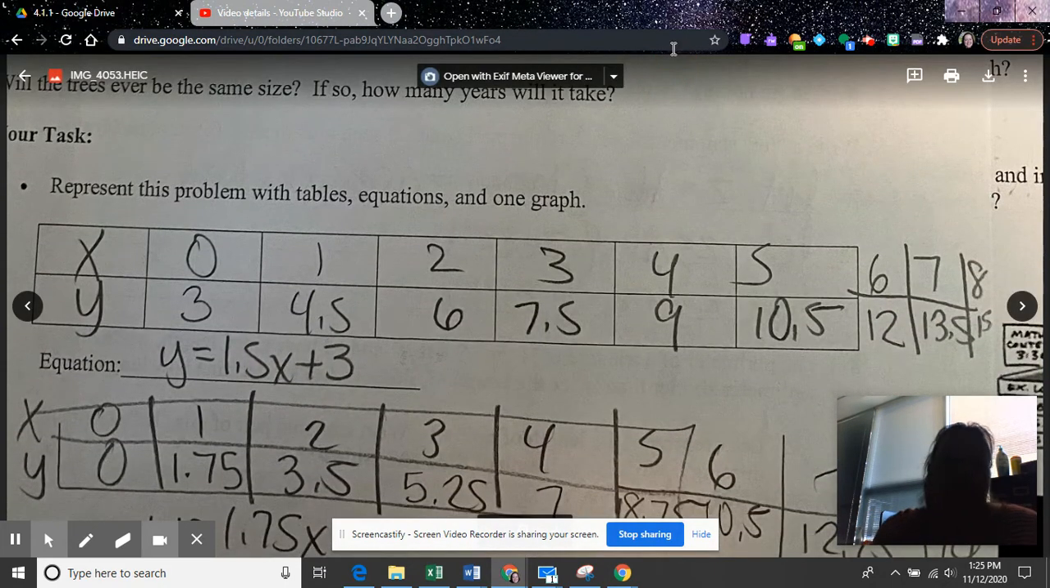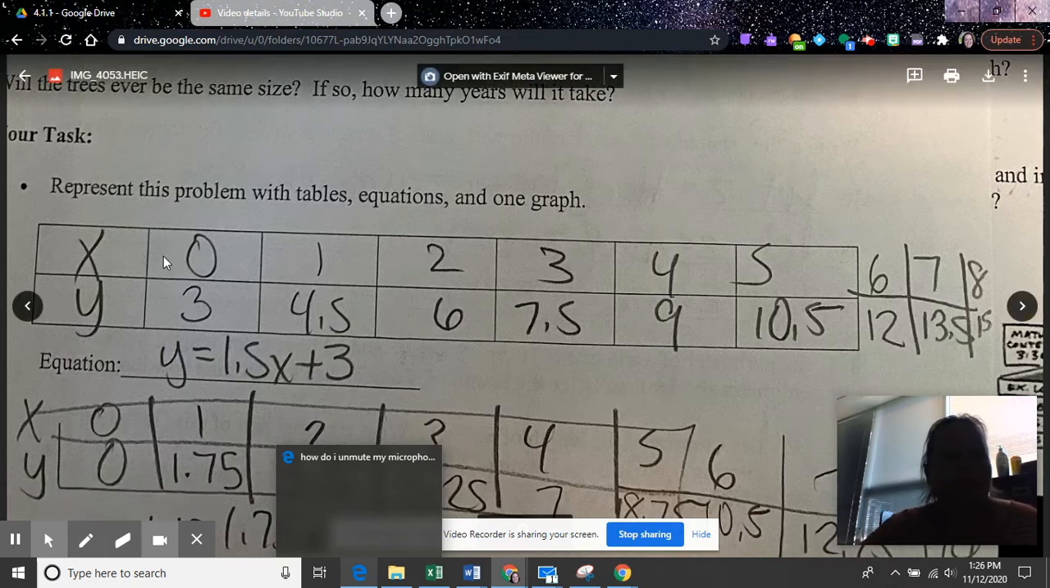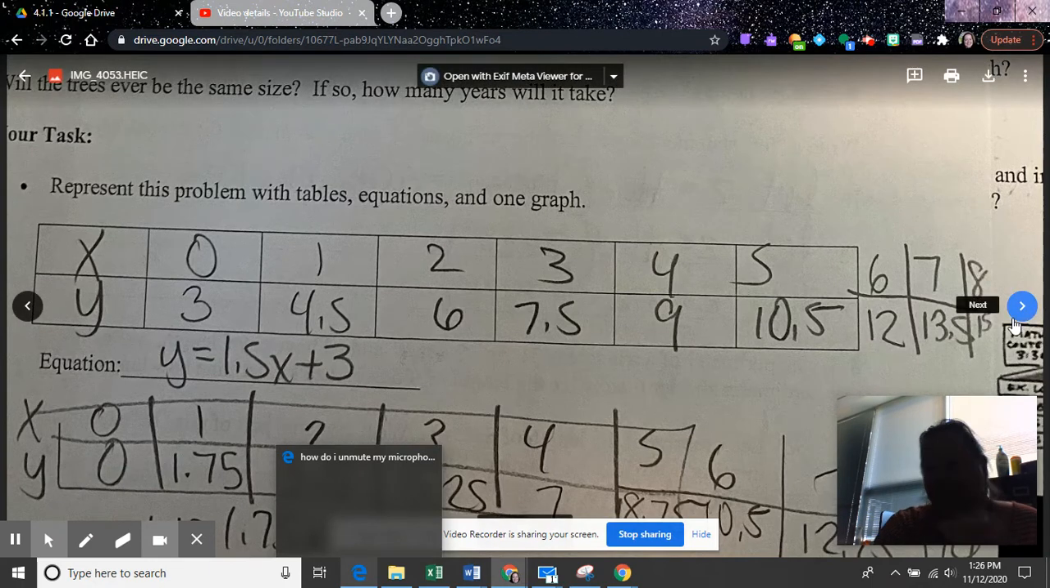So our task is to represent this problem with tables, equations, and one graph. I started making our table here. We will see that for Charles's tree at 0 years, it's already 3 feet tall. That's where it was at the beginning. As the years increase, his tree goes up 1.5 each year. I stopped at 8 because I was on the edge of the page, and we'll talk more about that on the next page.